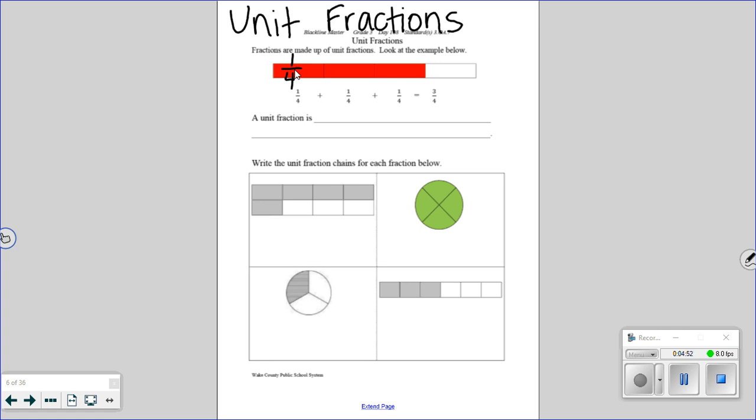Pick another piece. I'm going to pick this one right here. What is that piece called? A little tricky. Emma? 1/4. It is also called 1/4. Emma, why is that piece called 1/4?